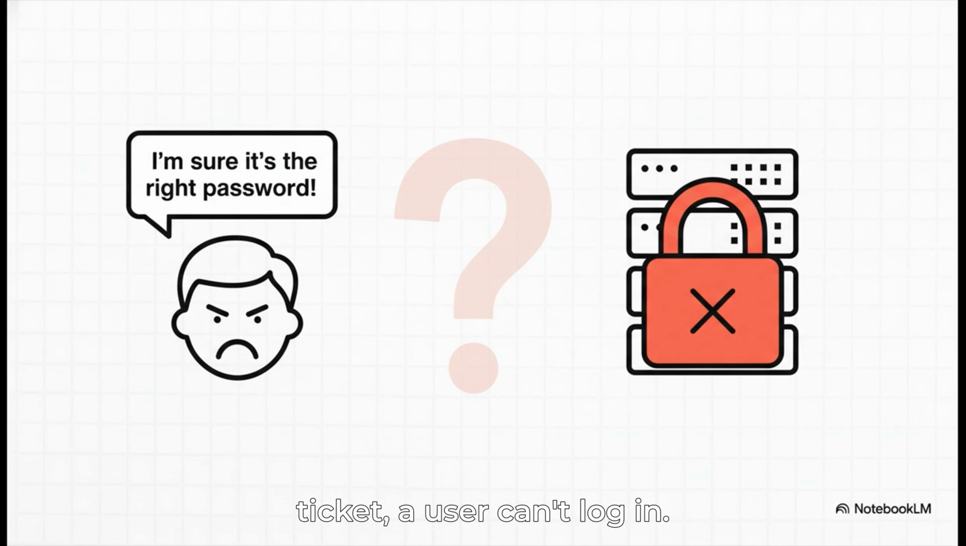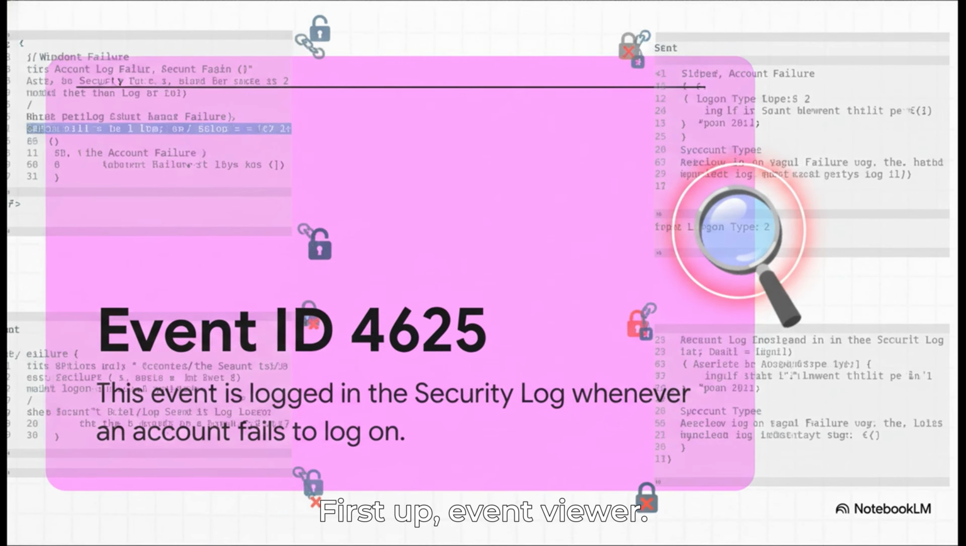So you get the ticket. A user can't log in. And of course, they swear they're using the right password. They're getting frustrated. You're on the spot. So is it them or is something else going on? Time to play detective. First up, Event Viewer.